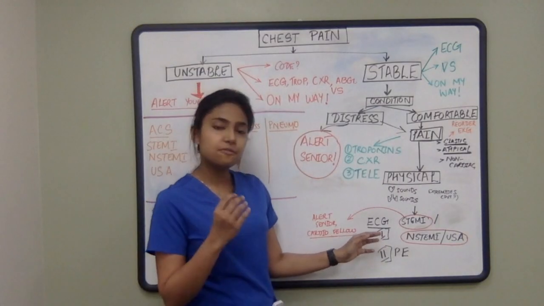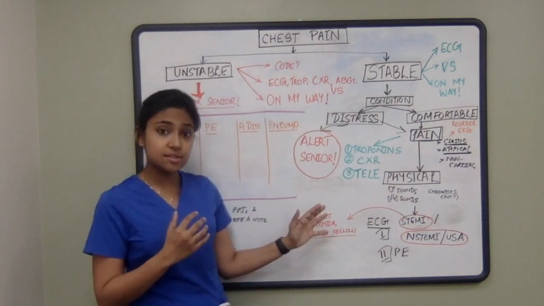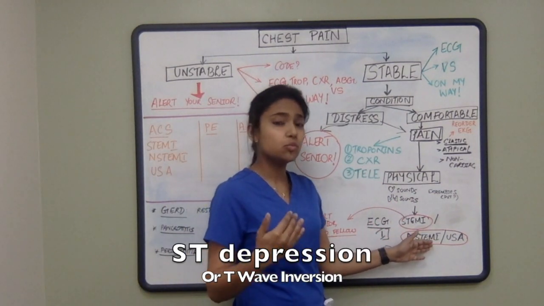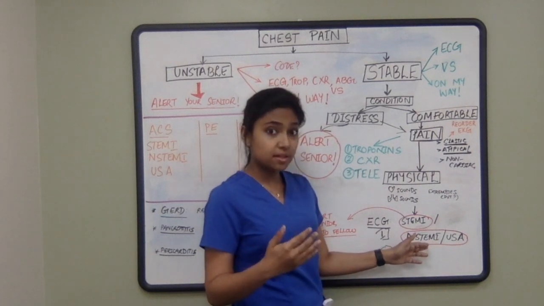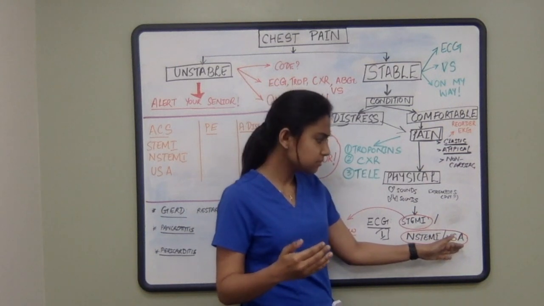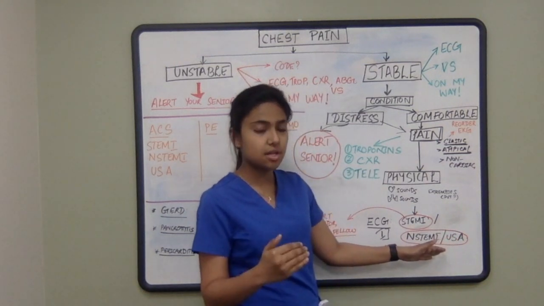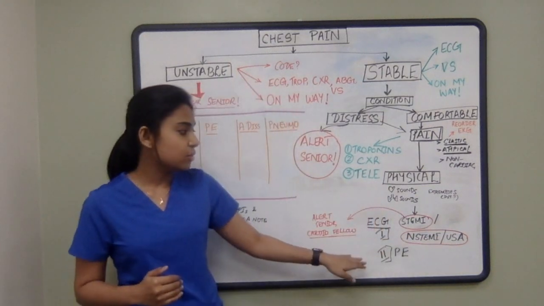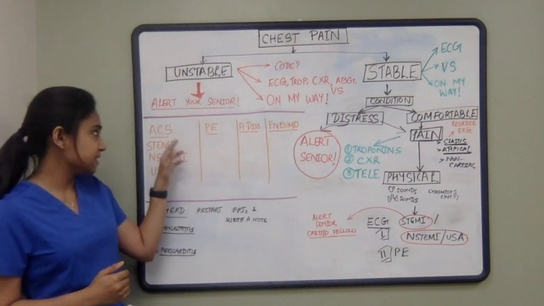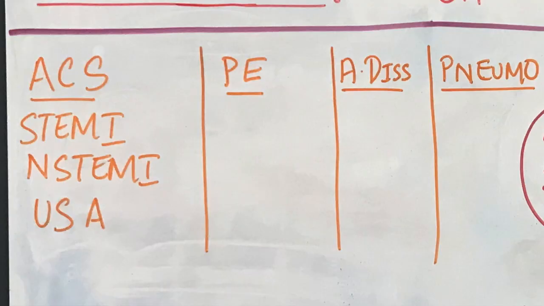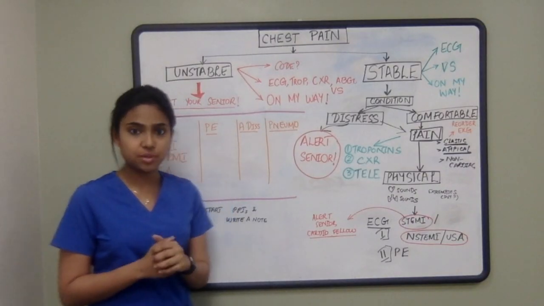Now, if you don't have any signs of STEMI, is there any ST segment depression or T-wave inversion that you think could be an NSTEMI or an unstable angina? You should again alert your senior because there is a set algorithm that you want to start. Now, once you have ruled out ACS, you want to think of the next big killer, pulmonary embolism. About 30% mortality is seen in pulmonary embolism if left untreated.